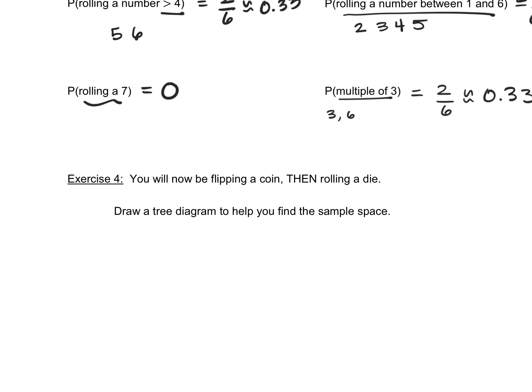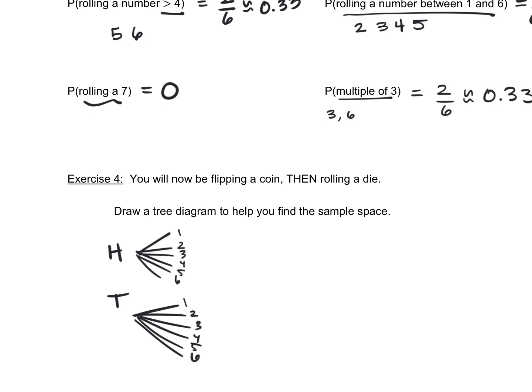All right, for exercise 4, we're going to be flipping a coin, then rolling a die. So we're going to draw a tree diagram, which we've done before, but it's okay to remind ourselves what that sample space looks like. You could flip a head, and then roll a 1, 2, 3, 4, 5, or 6. And same thing with the tail. You can flip a tail and then get a 1, 2, 3, 4, 5, or 6.